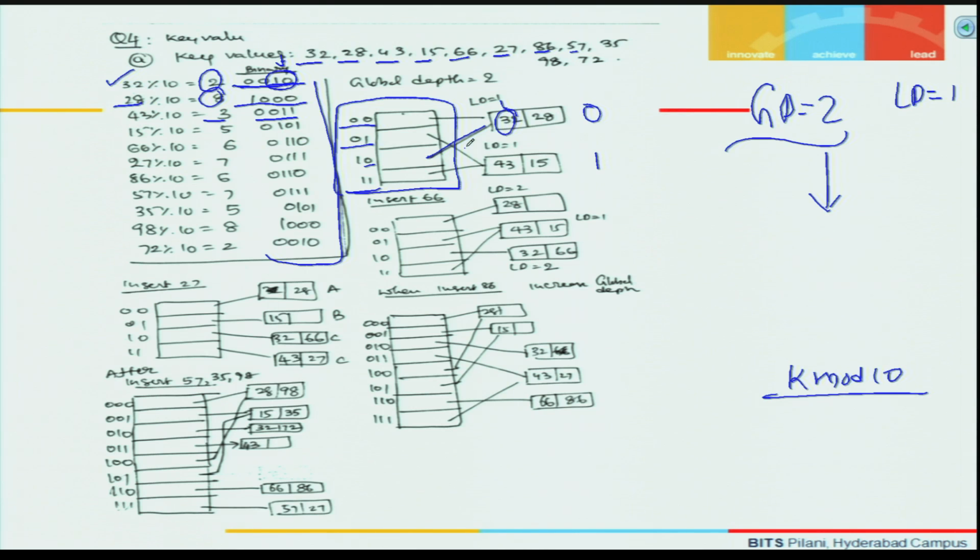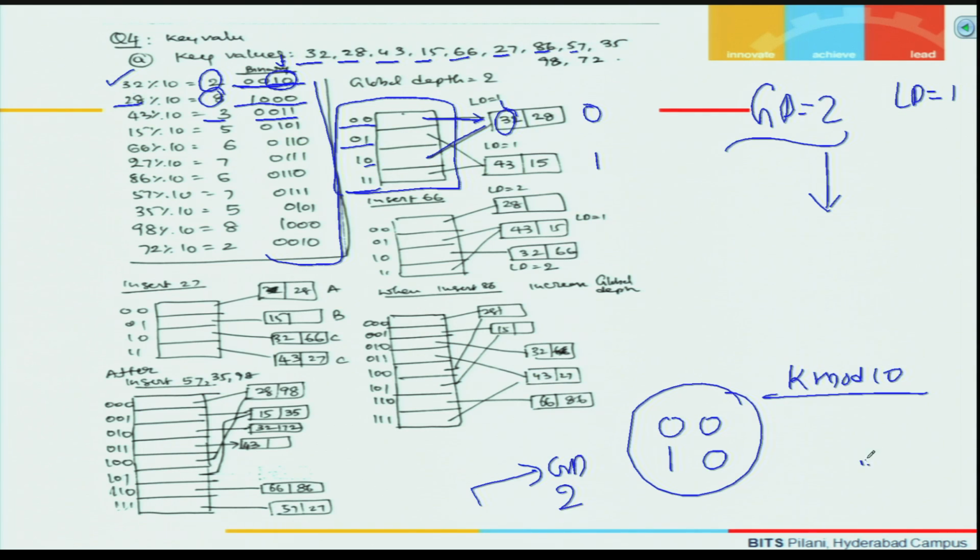Then I insert 28, which is 1000, and again the last two bits are 00. Because the global depth is 2, I go to the 00 entry and then to this bucket, because only the last bit matters for 00 as well as 10. When I consider the global depth, these are distinct, because the global depth is equal to 2. When I consider the local depth, which is equal to 1, these two are the same, because I consider only the last digit. So both 28 and 32 are hashed to the same location.